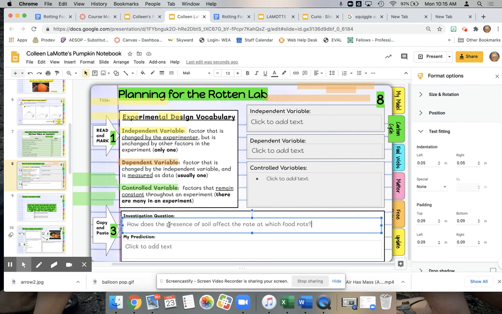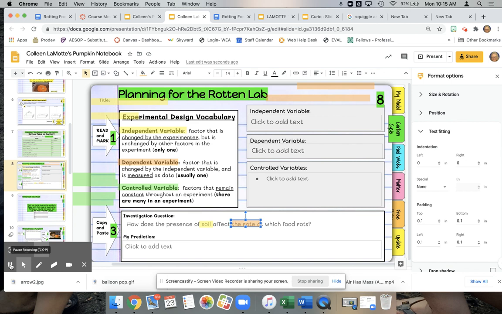Okay, so then that helps us understand that soil is our independent variable. This is what we, the experimenters, are going to be changing. And then it will affect the rate at which food rots. So we are going to change soil, and then we are going to measure how fast our food samples rot. So then we're going to go ahead and fill out these boxes over here with those variables.